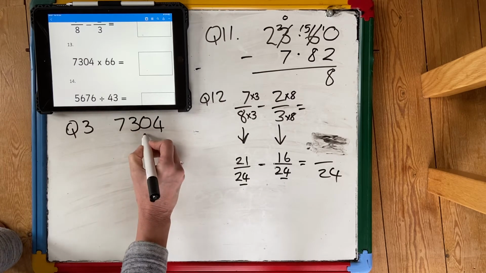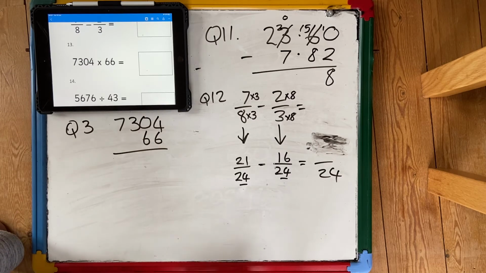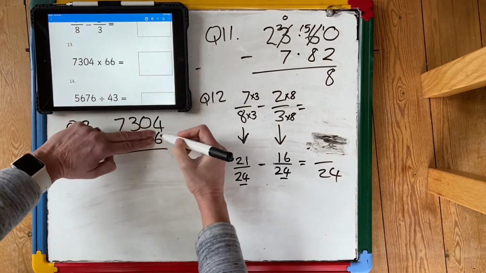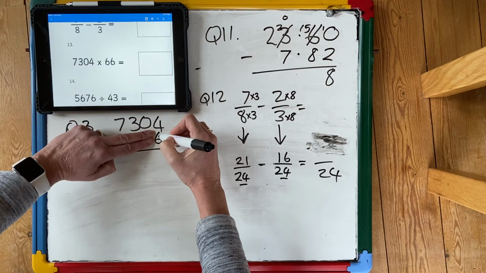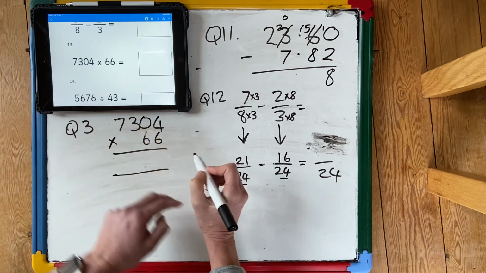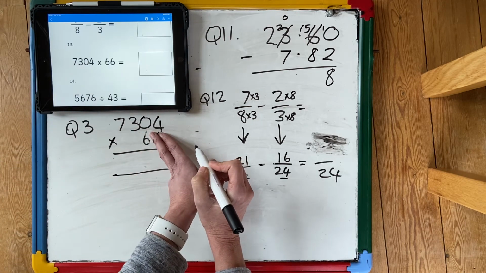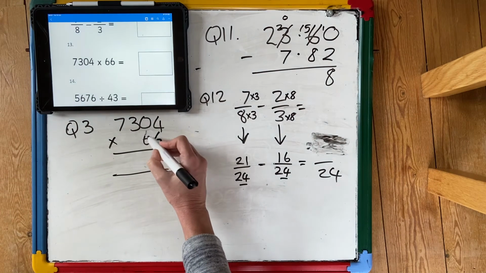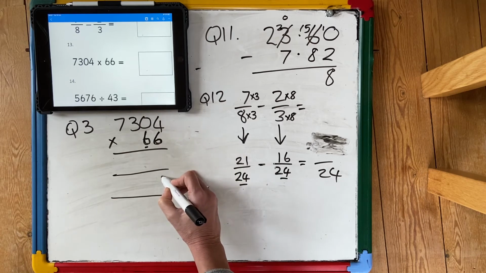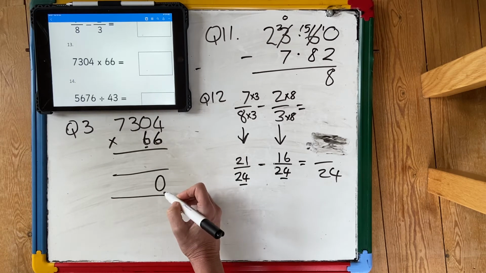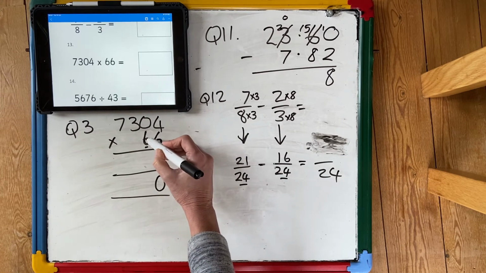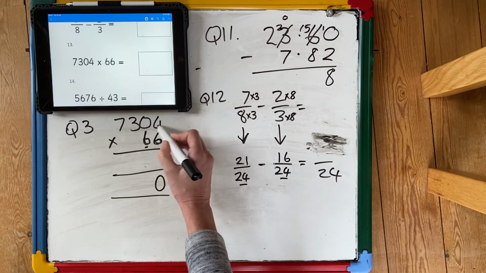7,304 multiplied by 66. So how we've done this in class before, remember, is we've covered up the 6 and we've done 4 times 6, 0 times 6, 3 times 6, 7 times 6, and written the answer here. Then I've covered up the other 6 here, but because I've covered up that 6, this 6 is actually a 60, so I have to make all my answers 10 times bigger, so I need my 0 here. Some of you like to call it your magic 0. It's not that magic though, because instead of doing 6 times 4, I'm actually doing 60 times 4.